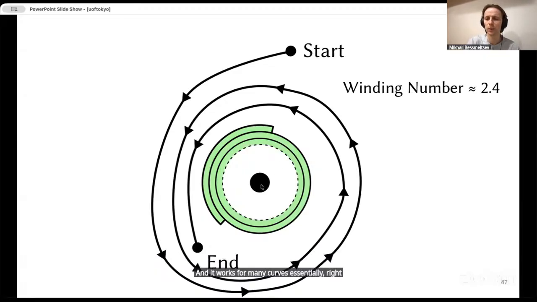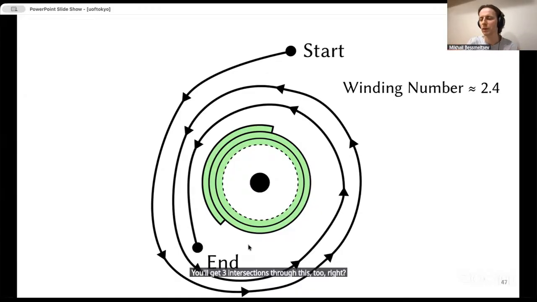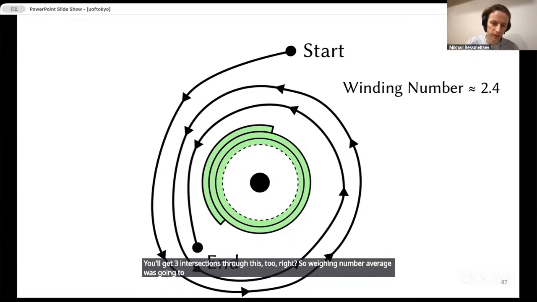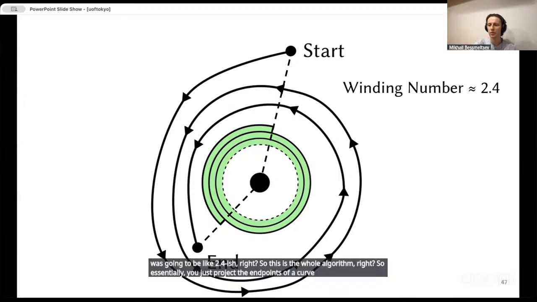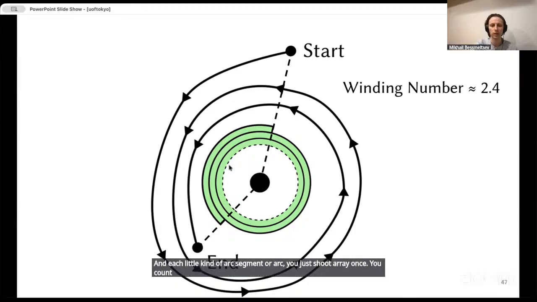So here, for example, it loops many times. You shoot through this region, you'll get 3 intersections, through this one 2, right? So the winding number average is going to be like 2.4-ish. So this is the whole algorithm. Essentially, you just project the endpoints of the curve onto a little circle around your query, and in each little arc segment, you just shoot a ray once. You count the number of intersections multiplied by the length.